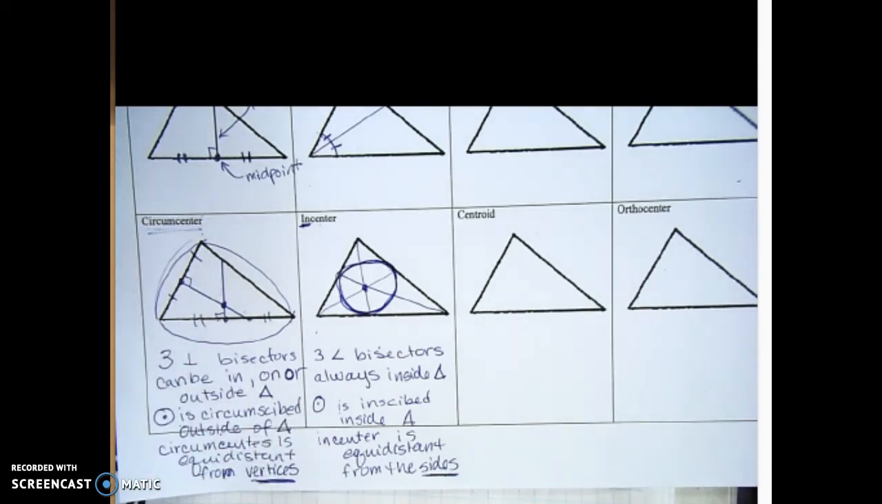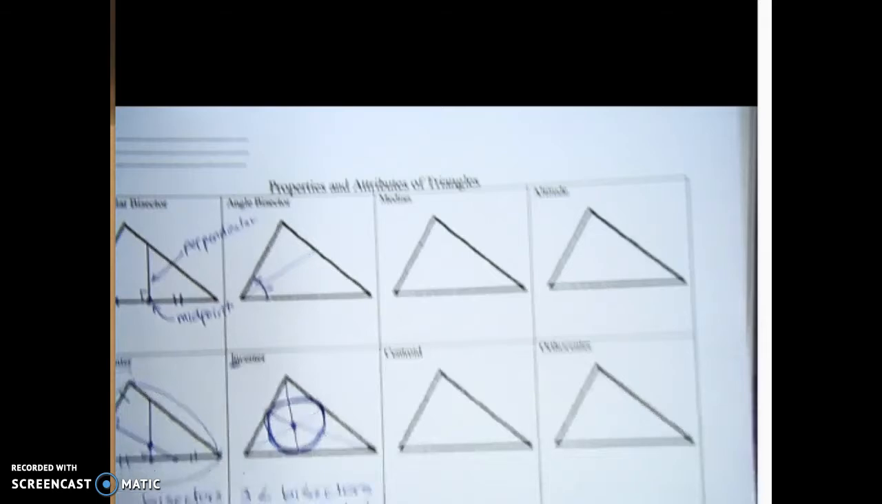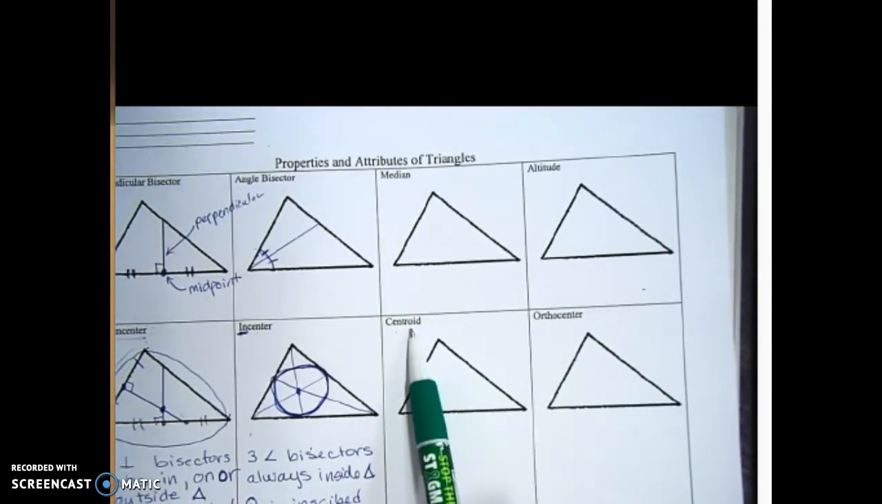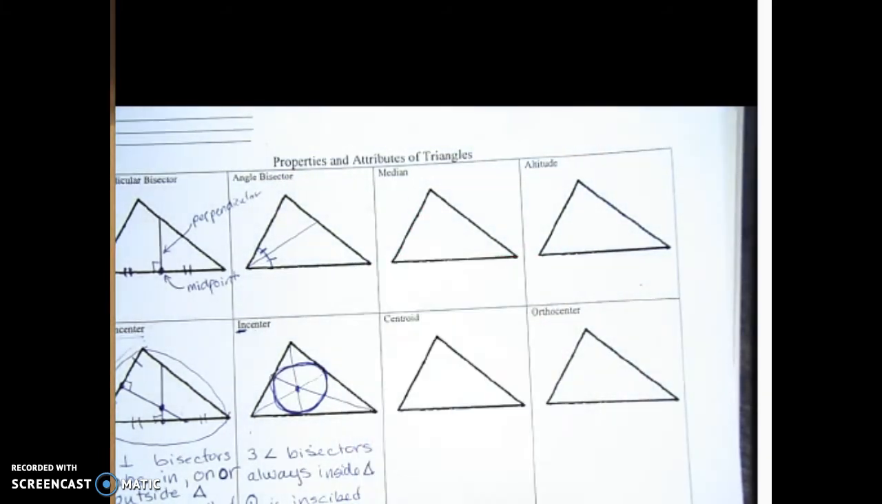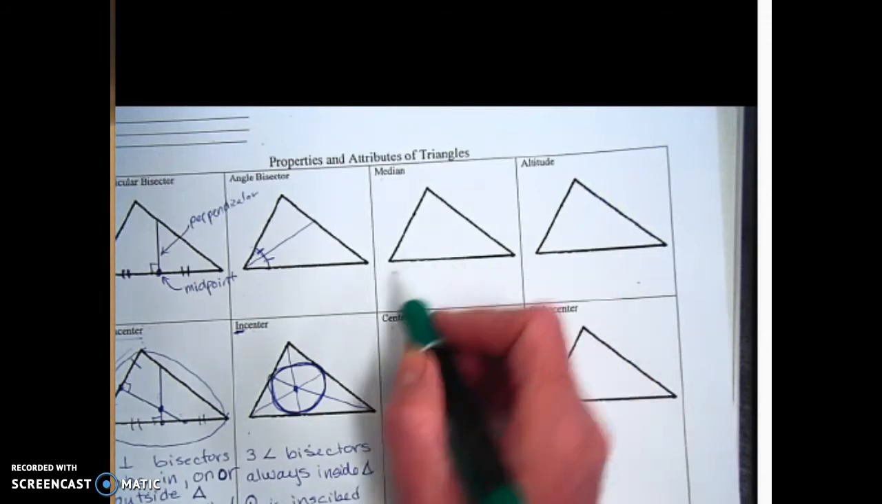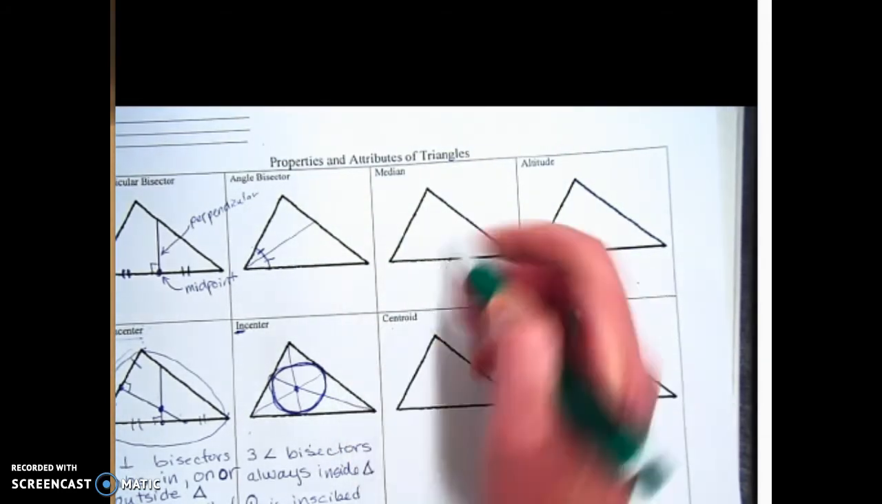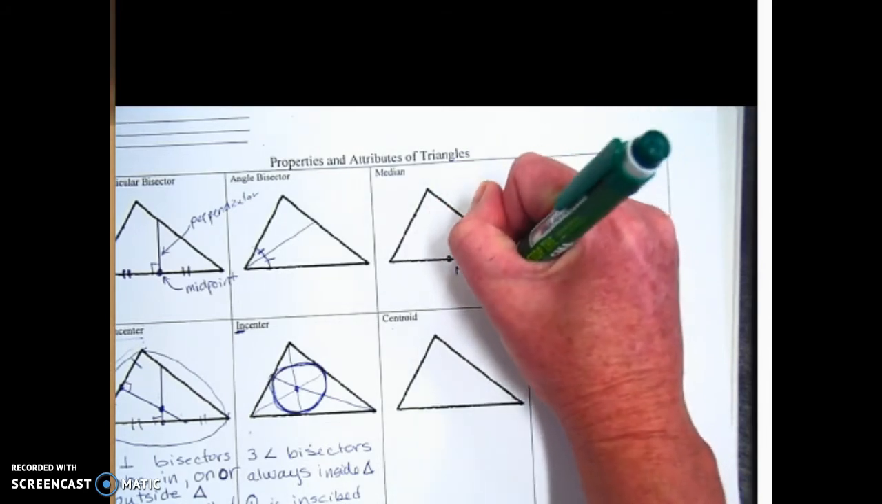So these are the 2 we looked at late last week. The 2 new ones we're going to talk about today are the median, the altitude, and how we get something called the centroid and the orthocenter from those 2. Okay? So first let's talk about the median. The median is going to go from the midpoint. So halfway from this vertex to this vertex, you're going to put a point. Draw an arrow to it, call it the midpoint.